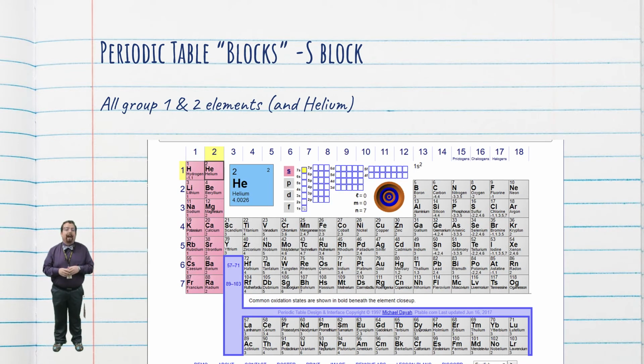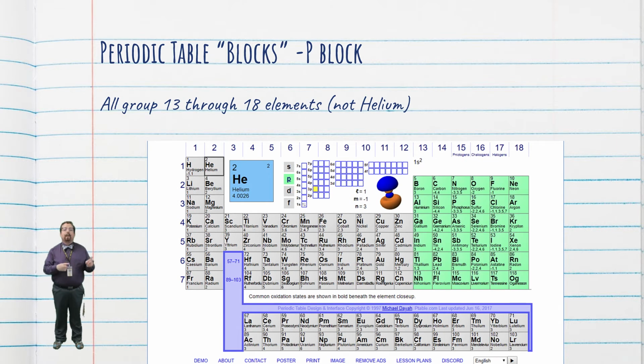Here's where we can see the pattern. All group 1A and 2A elements, including helium as well, make up the s block of the periodic table. All these elements end in either s1 or s2. This s block happens to be 7 elements tall and 2 elements wide.